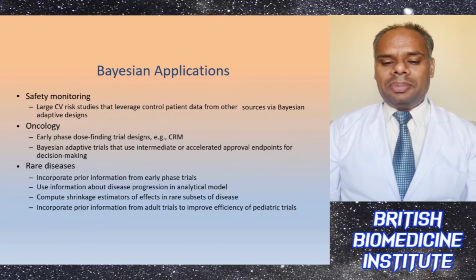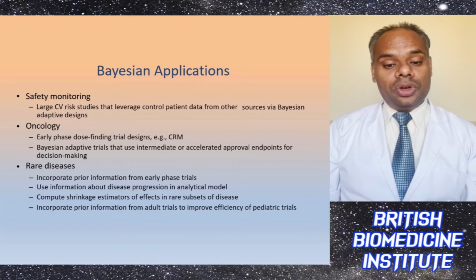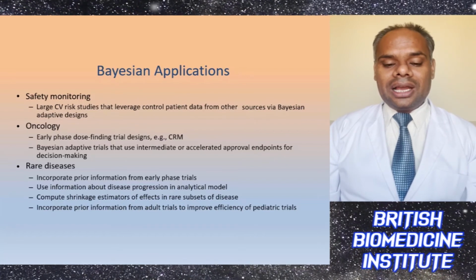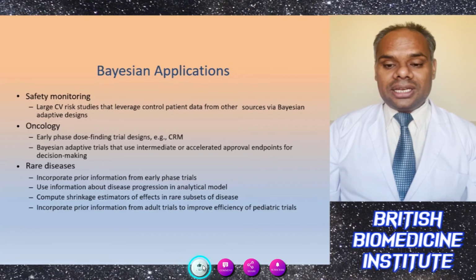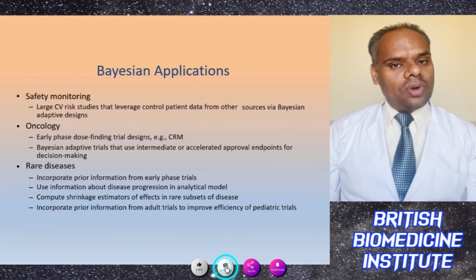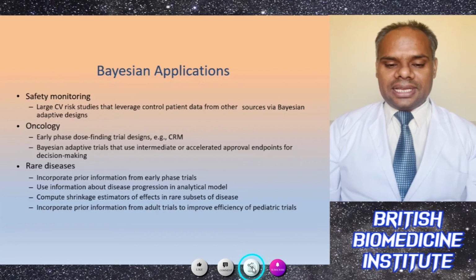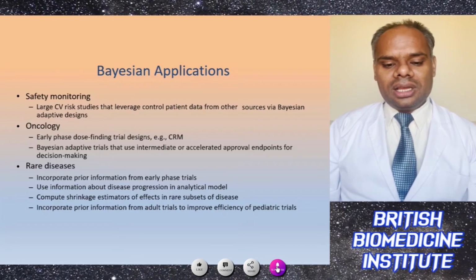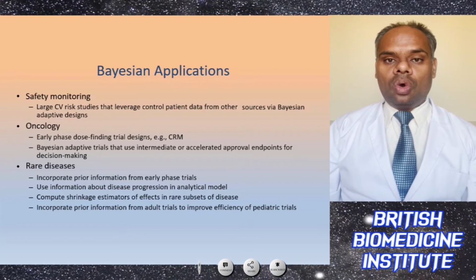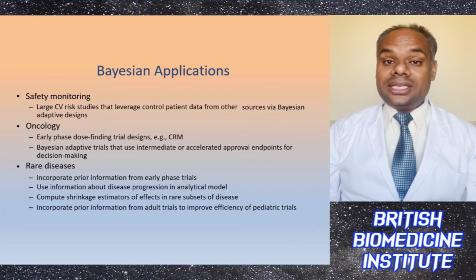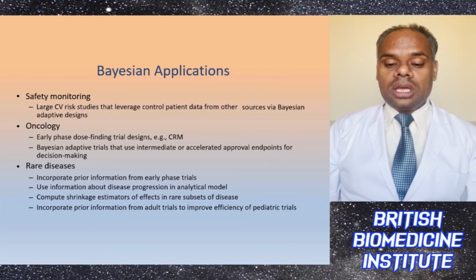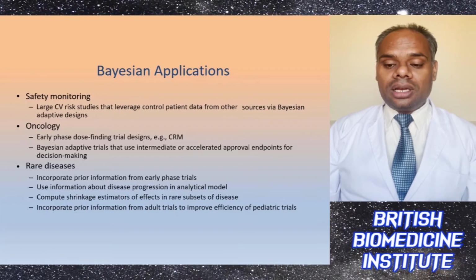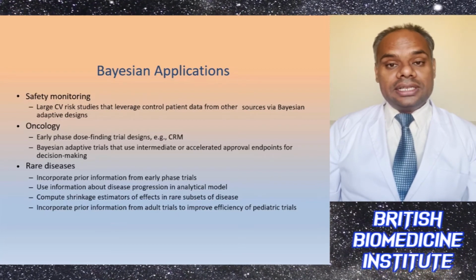So under Bayesian applications, we can do safety monitoring. Basically, there is a lack of CV risk studies that leverage control patient data from other sources via Bayesian adaptive design. Under oncology trials, basically these are early phase dose finding trial designs, or we can say CRM, and Bayesian adaptive trials that use intermediate or accelerated approval endpoints for decision making.